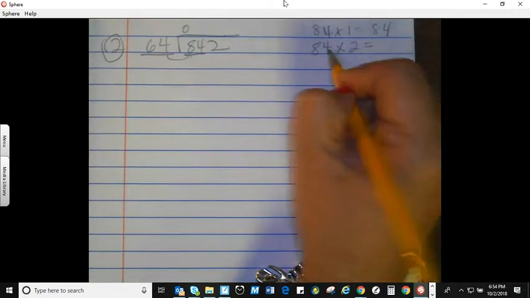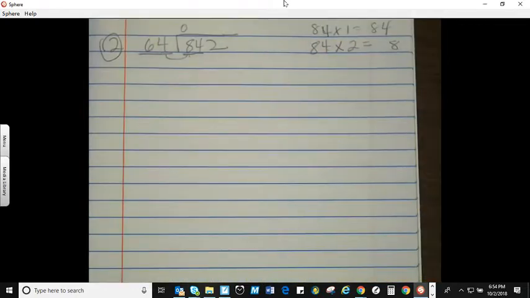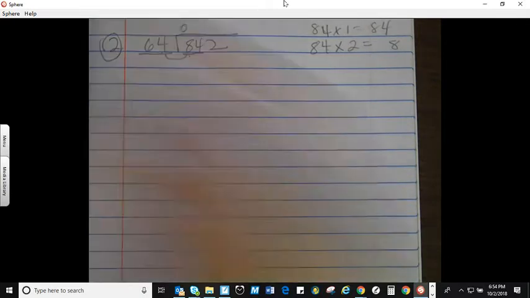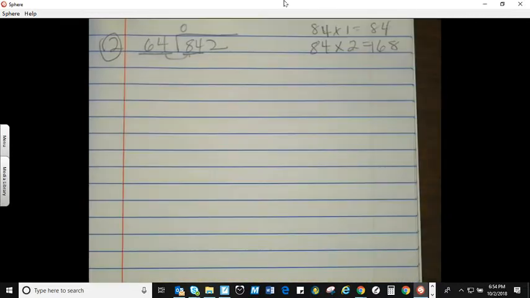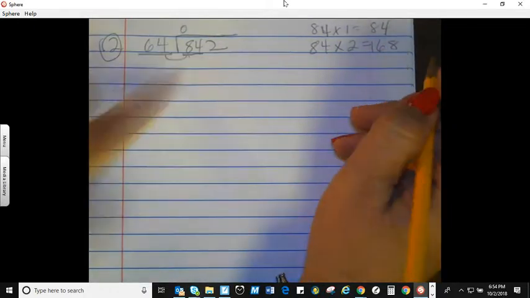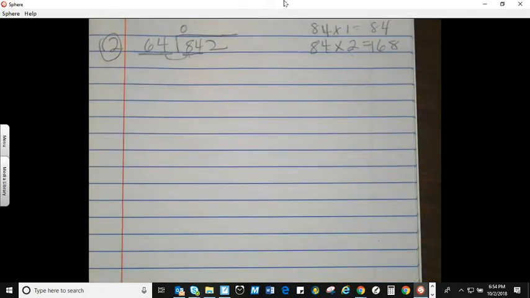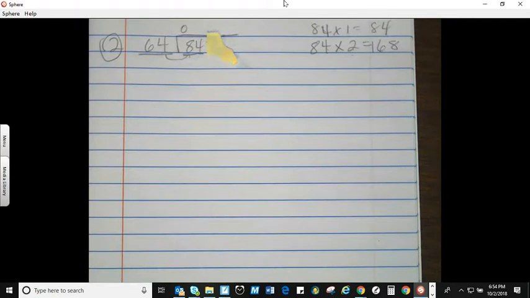2 times 4 is 8. And then 2 times 8 is 16. Oh, you know how math just makes me want to cry. I'm just kidding. So I'm okay. All right, so this is going to be too big because, again, I'm placing this to the side. All I'm doing is using the 84 right now.